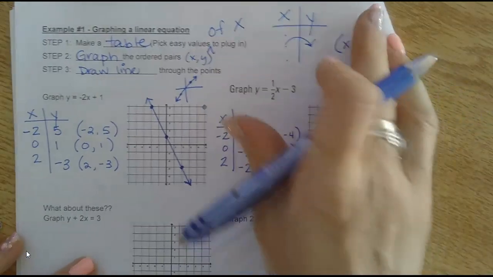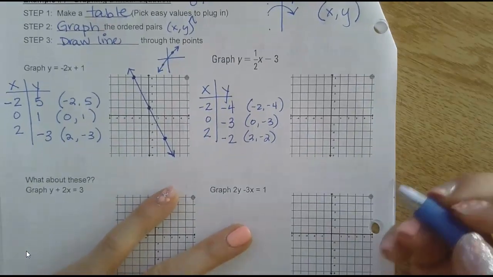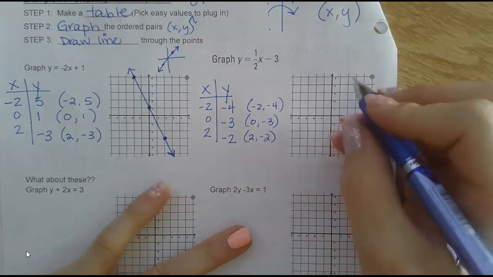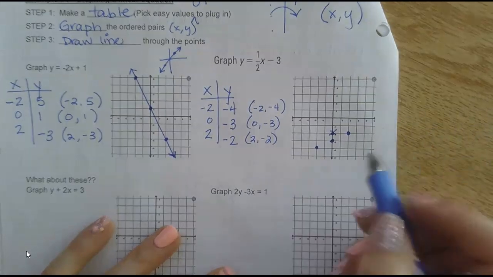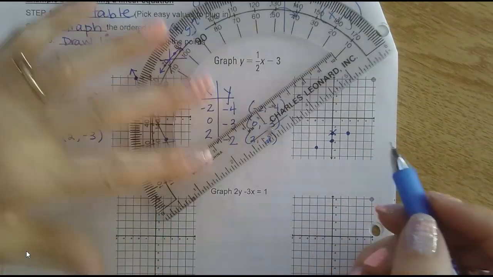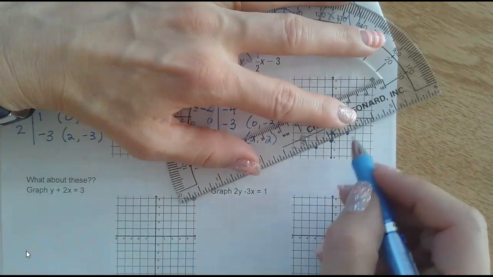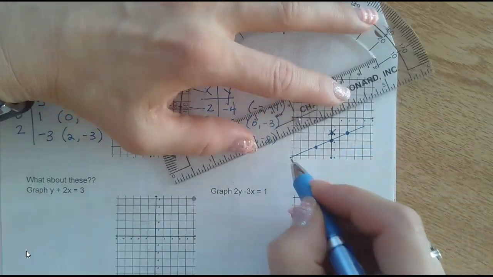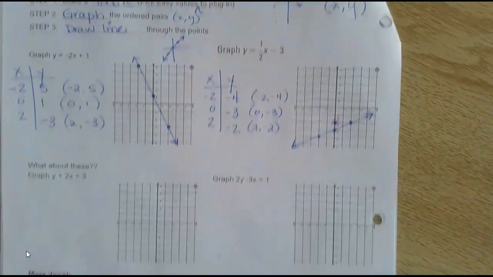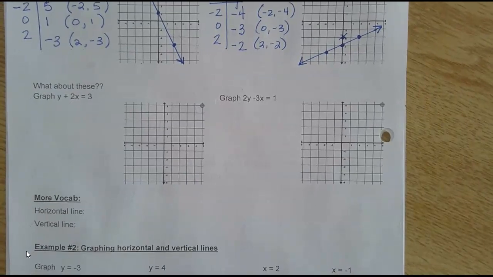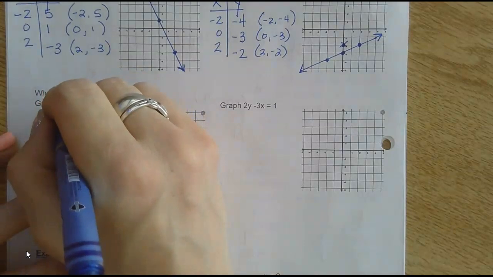So go ahead and plot those. Pause if you need to. Practice plotting them, and then hit play when you're ready to see if they line up with mine. All right, I got my dots on there. This is why you use a pencil. And then if they look like they're in a nice straight line, connect the dots. Extend, and put an arrow on each end. There we go. All right, let's take a look at these. You notice in this one, y is kind of mixed in.